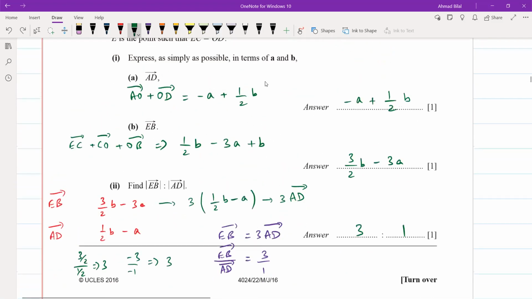Is this fine now? Any problems with this? All right, good. Let's move on. Let's look at question number 2 now.